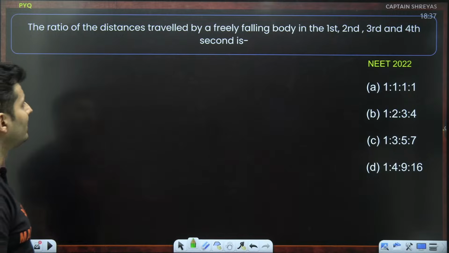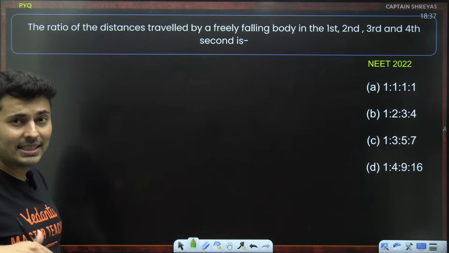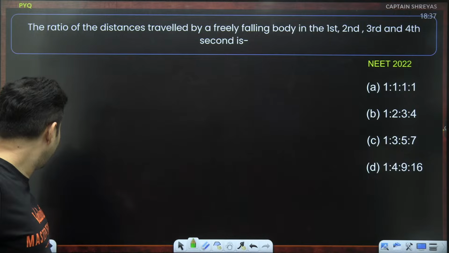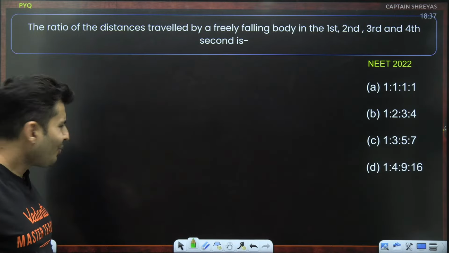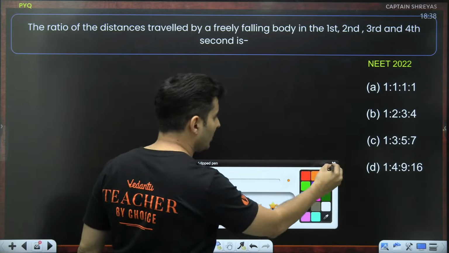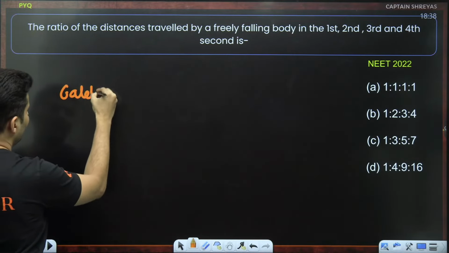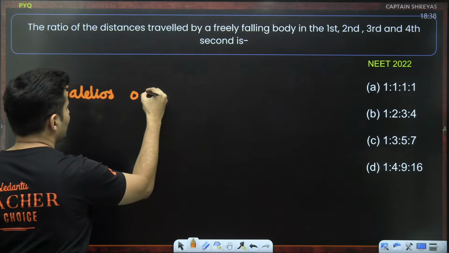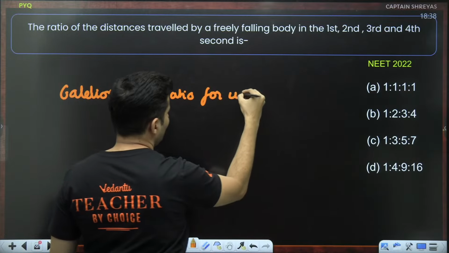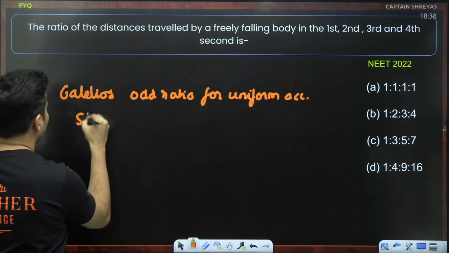All right. The ratio of the distance traveled by a free falling body in the first second, second second, third second, and fourth second. This was asked in NEET 2022. Now, although many of you might have memorized the answer, let me show you a very interesting way later on. This is also called Galileo's law. I will show the proof of it after some time in the graphs part. So this is also called Galileo's odd ratio for uniform acceleration starting from rest.